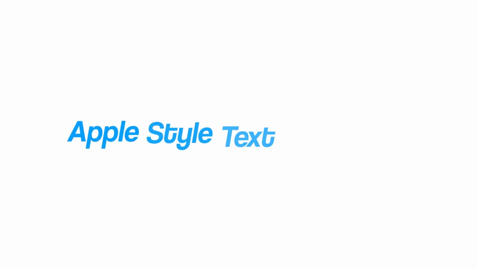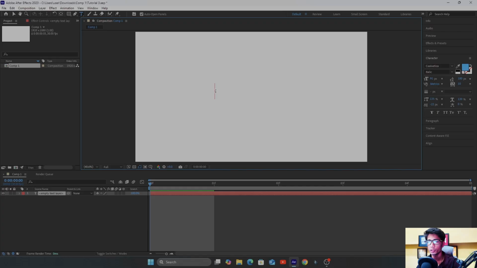Let's create this Apple style text animation. In your composition, I will add Apple style animation. Apple style animation, text animation, text animation. Okay, align it.